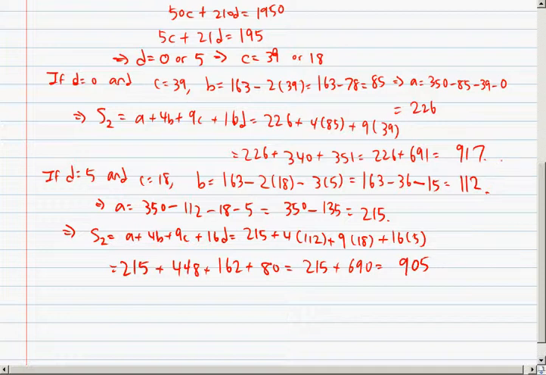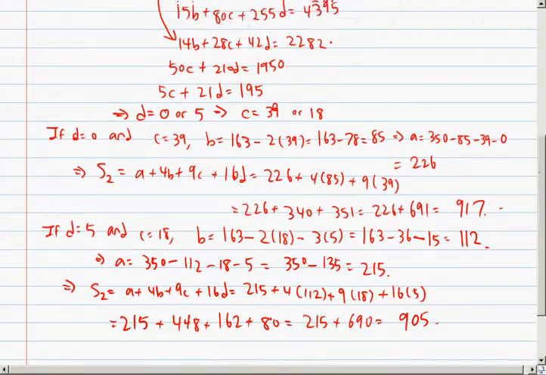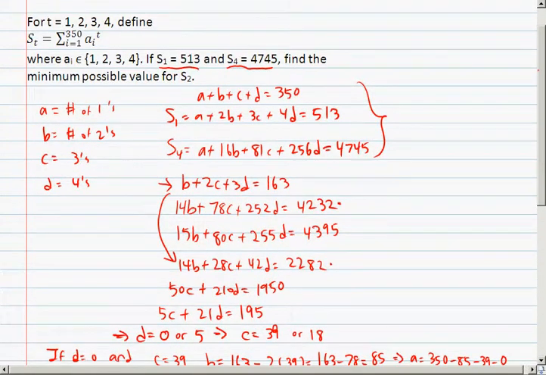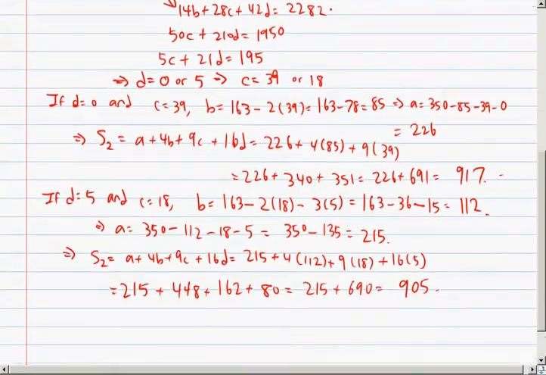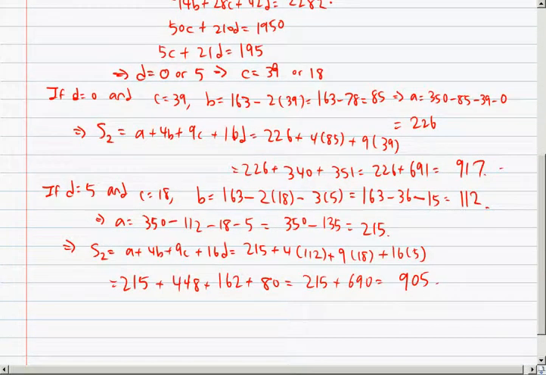So we have two possible values for S2, 917 and 905. The original problem statement asks us for the minimum possible value for S sub 2, and we see that 905 is the smaller value. So the minimum value for S sub 2 is 905.